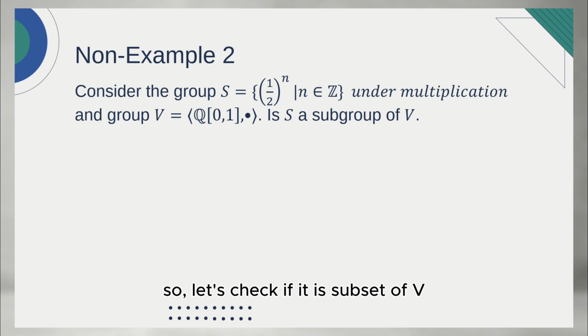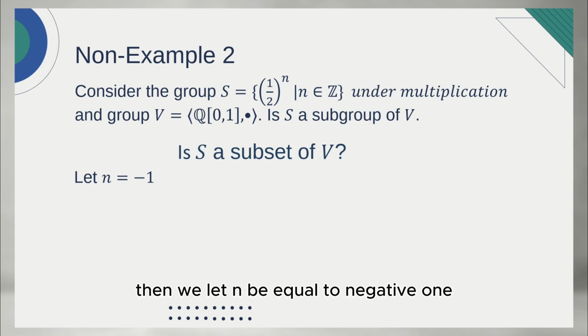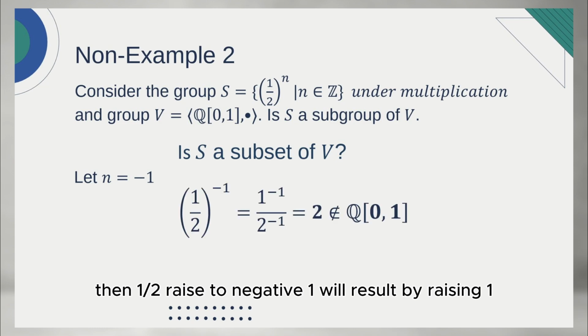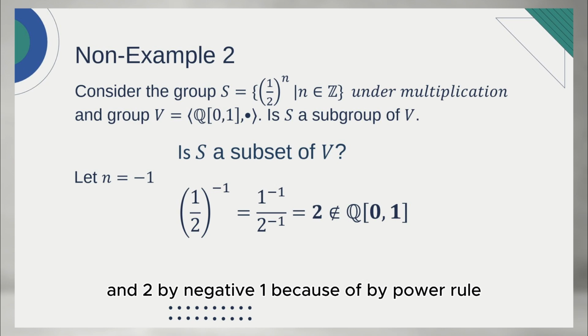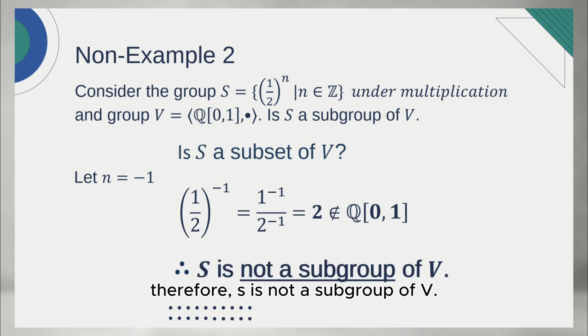So, let's check if it is a subset of V. Since n can be any integer, we let n be equal to negative 1. Then 1/2 raised to negative 1 will result in raising 1 and 2 to negative 1 by the power rule, and further simplification will result in 2. But 2 is not an element of the rationals in the closed interval from 0 to 1. Obviously, therefore, S is not a subgroup of V.